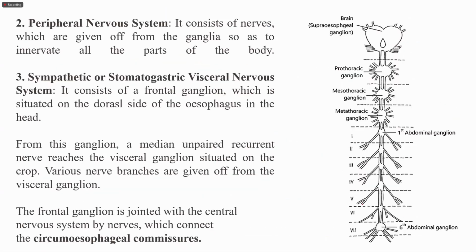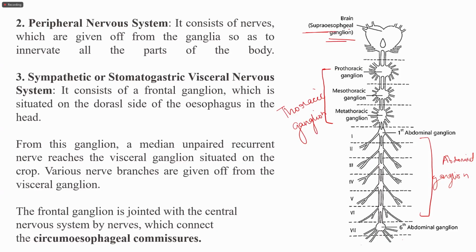You can see here that there are 6 abdominal ganglia. So 1, 2, 3, 4, 5, and 6. These are abdominal ganglia. Again, thoracic ganglia can be of 3 types depending on whether they are present in the prothorax, mesothorax, or metathorax. So these are the thoracic ganglia and the brain, which is the supraesophageal ganglion. The peripheral nervous system consists of the nerves which are given off from the ganglia so as to innervate all the parts of the body.